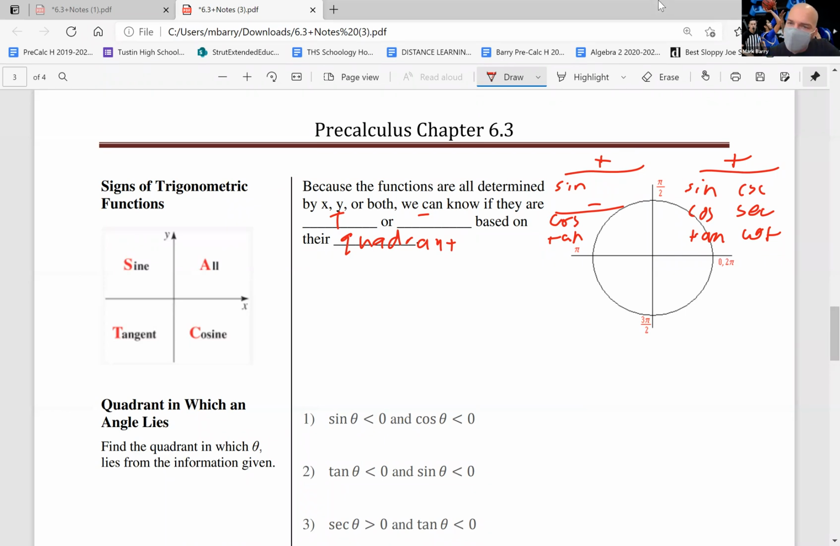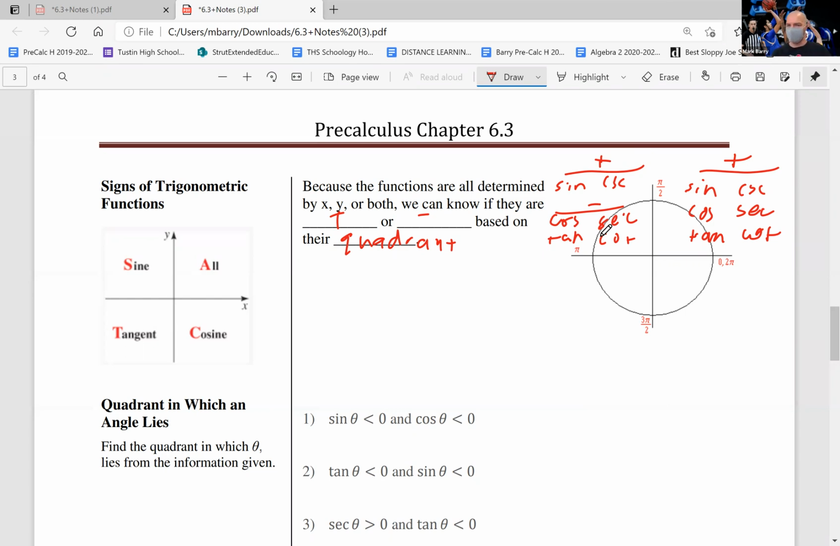All right, if sine is positive, that means that cosecant is also positive. And if cosine is negative, secant is also negative. And then cotan would be negative as well. So the reciprocal functions are always going to have the same positivity or negativity as their normal function, okay?